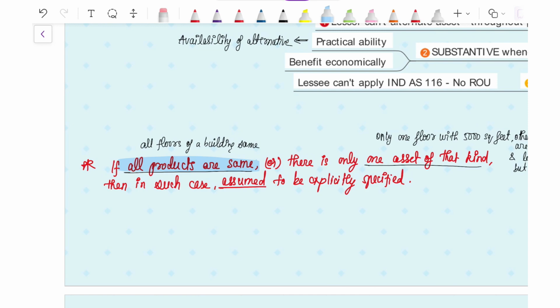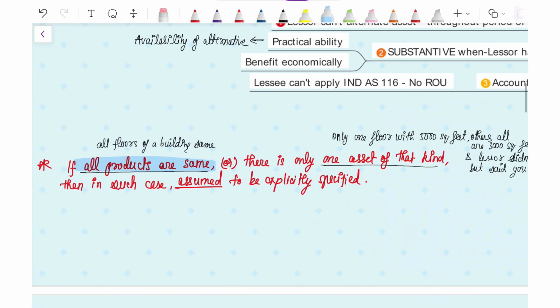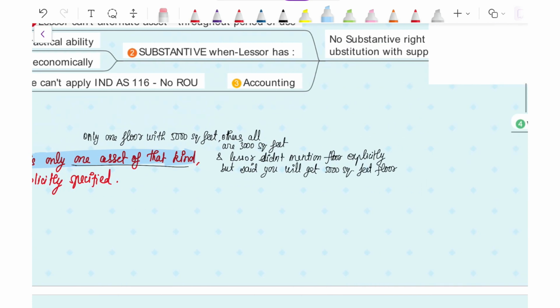You can still assume that it is explicitly specified, because whichever floor you get, it is not going to make a difference. Correct? Or if there is only one asset of that kind, then also they need not specifically define in the contract that that asset only they are going to give on lease. It's okay. It is assumed that in these cases it is explicitly specified.